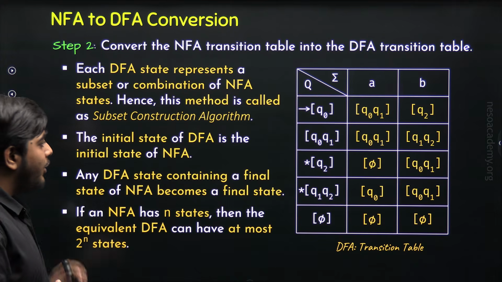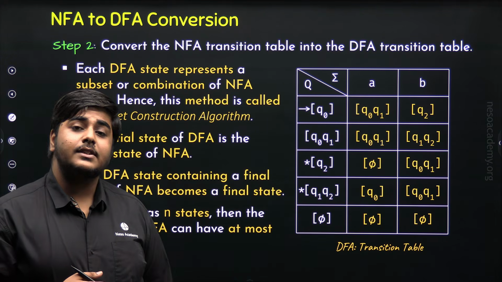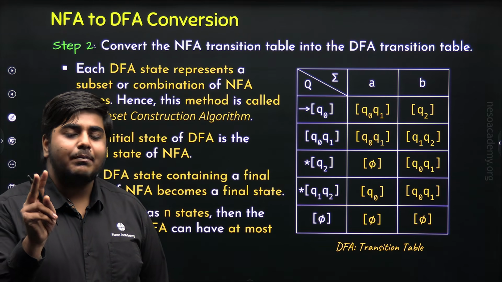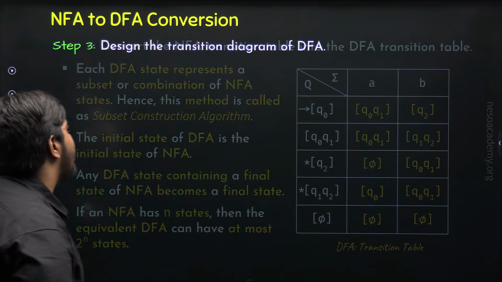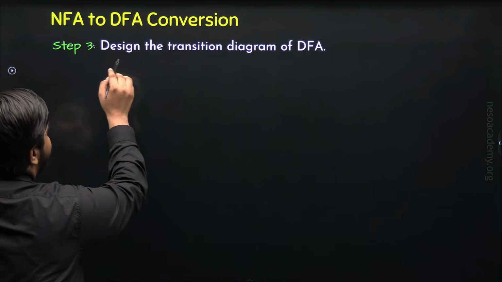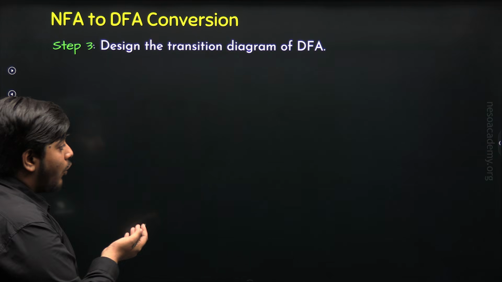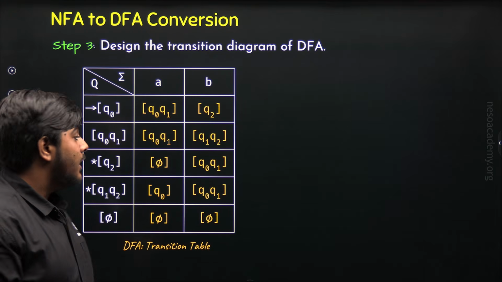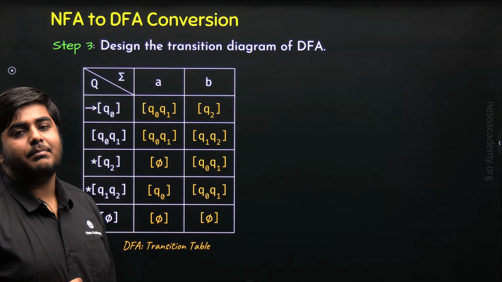These were the 4 important points that we have discussed regarding the transition table of this DFA. In this way, we have completed our step number 2. Now let's proceed towards step number 3. Step number 3 is to design the transition diagram of DFA. So we have got the transition table of DFA, and now we need to construct the transition diagram of this DFA, which is a very simple task.